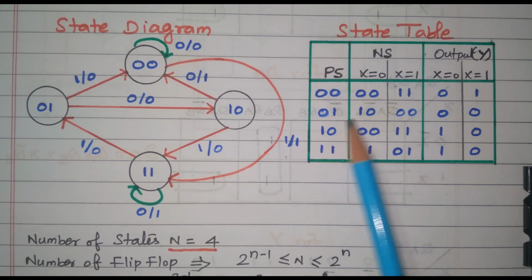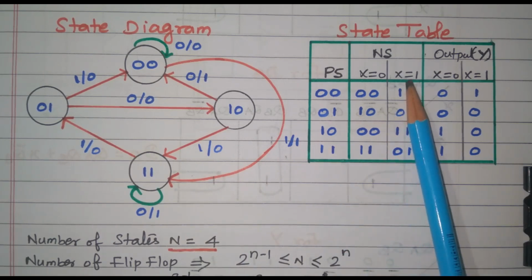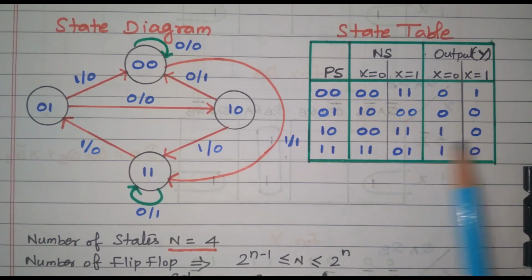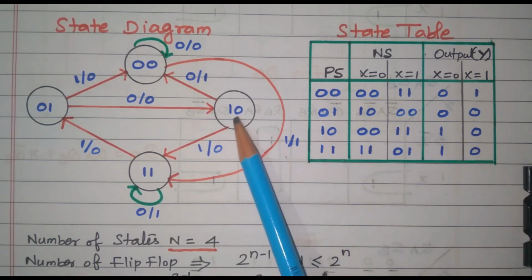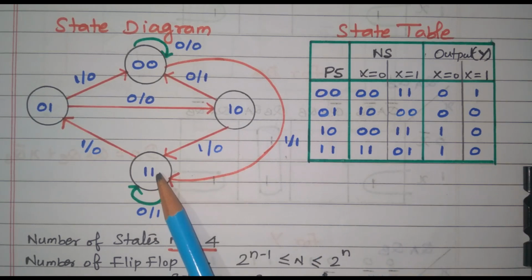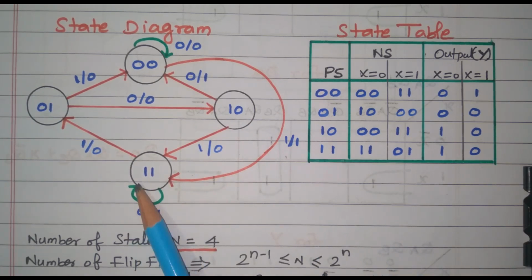So, this 10 goes to 11 for input equal to 1, output is 0, right. So, clearly from the diagram we can write this state table. So, this is also over. Now, it is 11. So, 11 goes to 11 itself.